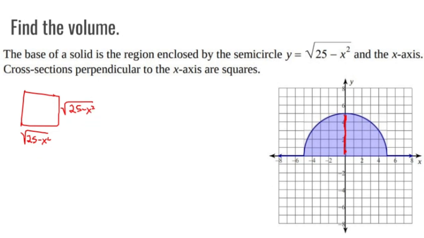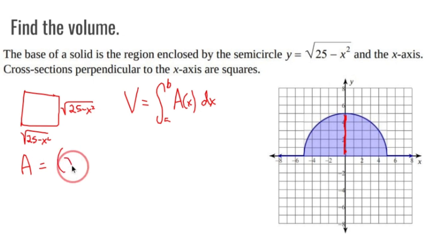Now, when you're solving one of these problems, the volume is found by taking the integral, from the lower limit to the upper limit, of the area of this particular shape. So we'll call that A of x dx. Now, the area for this particular shape is going to be a side squared, so the square root of 25 minus x squared, squared, which makes life really easy because a square and a square root cancel each other out, giving us just that right there.